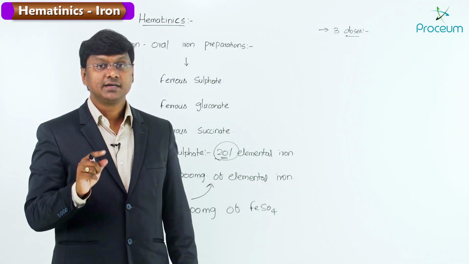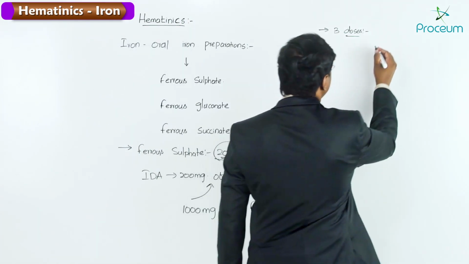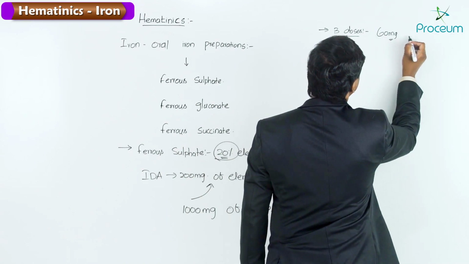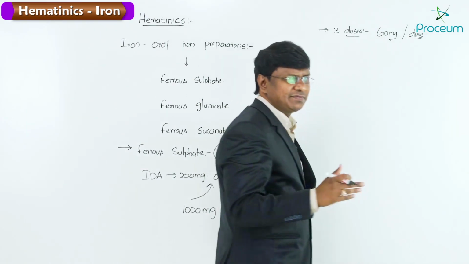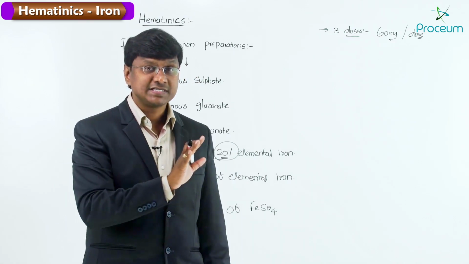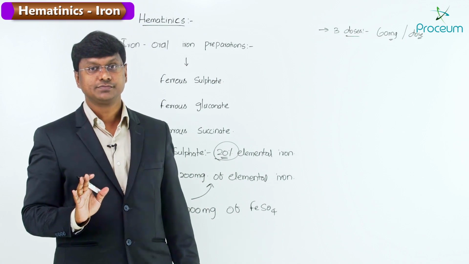By providing around 60 milligrams of iron per dose, you require how much? 200 milligrams of elemental iron. So you give 60 milligrams per dose, and that will be around 180 milligrams to 200 milligrams. Okay, because 60 milligrams is the maximum tolerable dose.